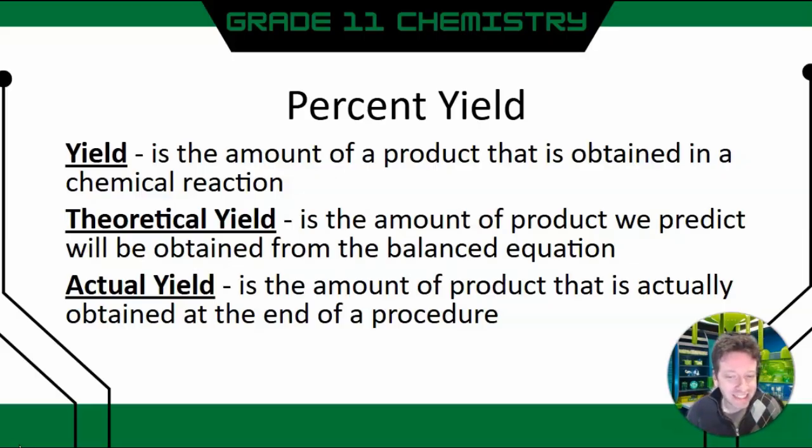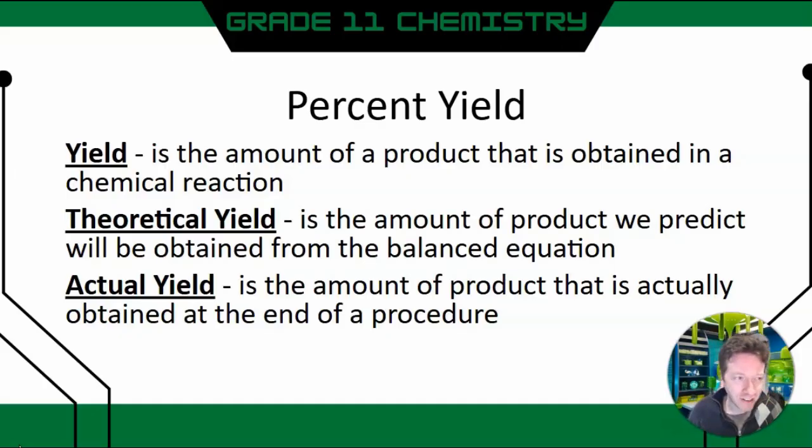So as I've already said, yield is how much product is obtained from a chemical reaction. Now you can determine that yield theoretically with stoichiometry to predict how much you should get in ideal situations. Actual yield would be what you would actually get if you performed that experiment.